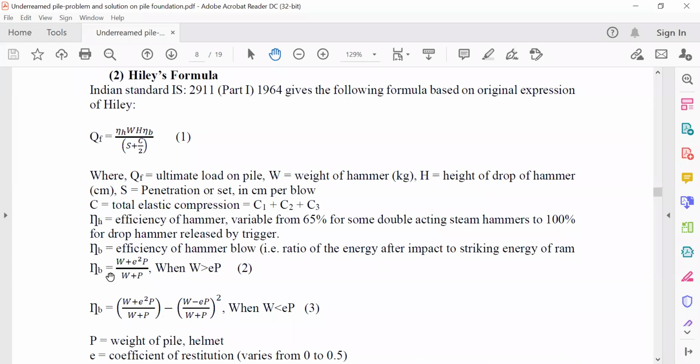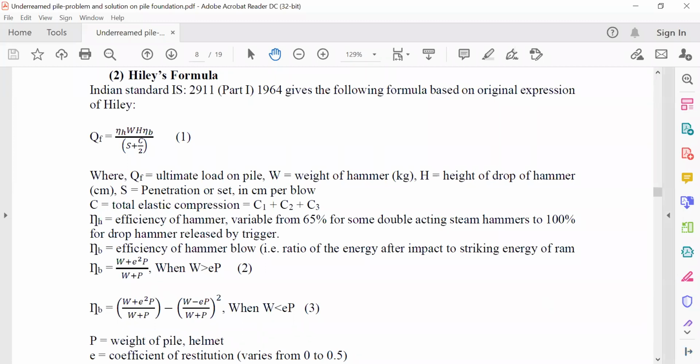You can see that eta B, the efficiency of a hammer blow, we can calculate by this formula when W, the weight of the hammer, is greater than or equal to EP. E is the coefficient of restitution and P is the weight of the pile. If W is less than the product of these two, then we will use this formula for eta B, and in that case we shall use this formula to calculate the eta B.